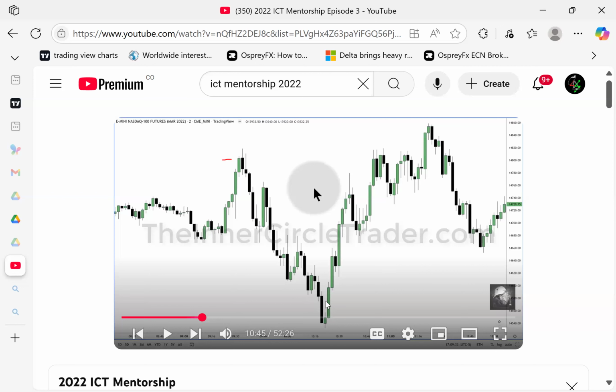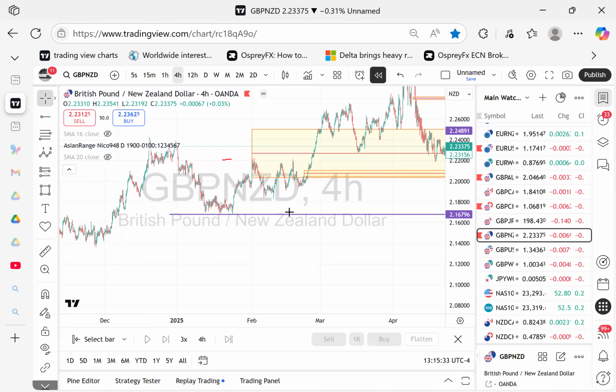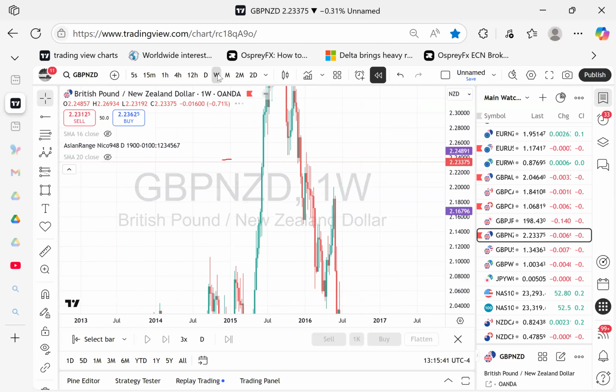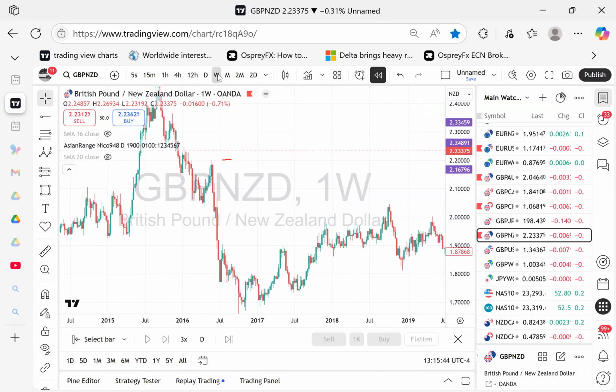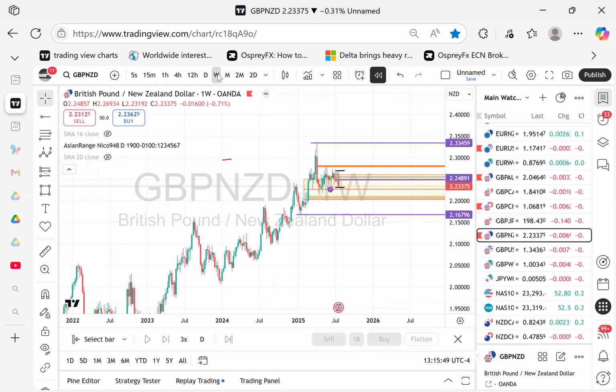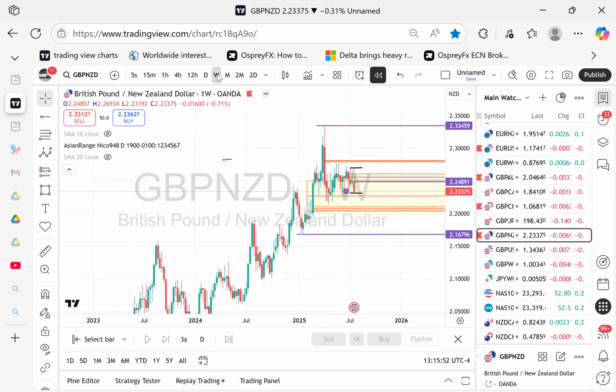Okay, I think I get what you're saying, but let me explain what I mean. Based on the weekly, there was already an imbalance that had been filled. You get my point? Coming down to the 4 hour, you still sought an imbalance at a lower, let me call it a discounted area, and you expect price to still come down there on the 4 hour. You can see on the weekly here, this imbalance from here to here has been filled. I agree.